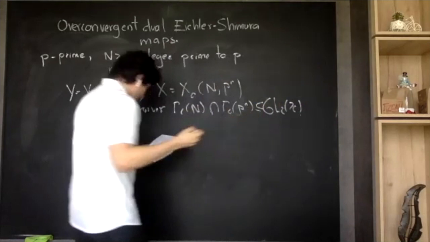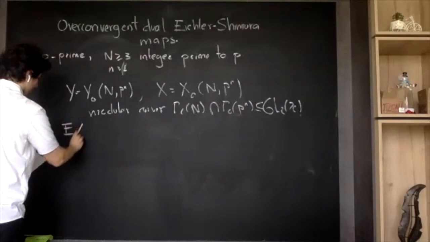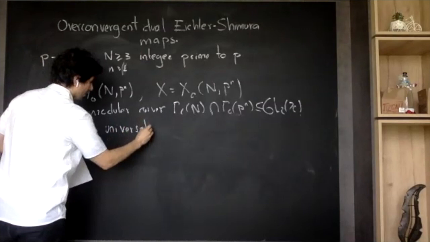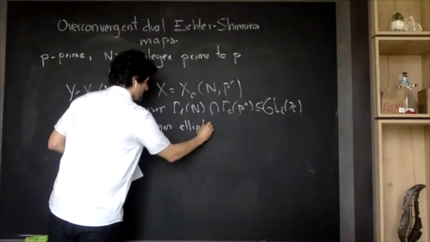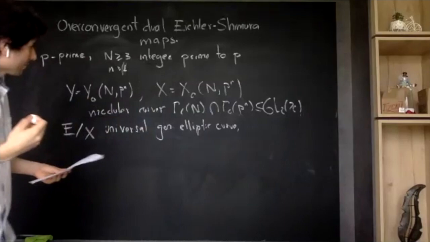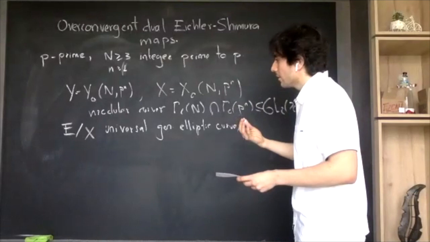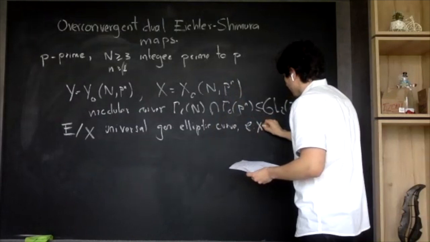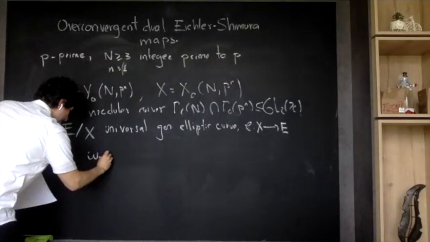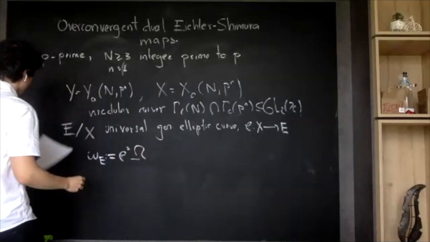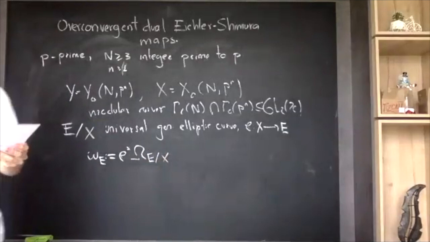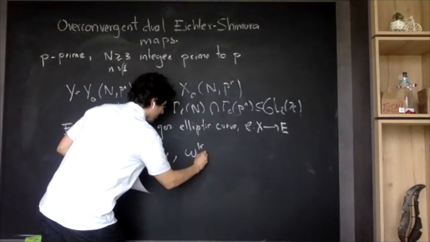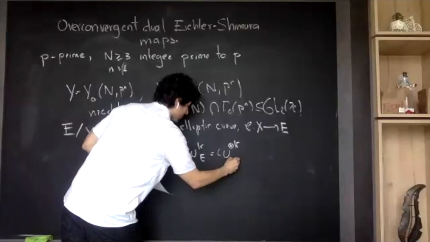Also, we'll fix a notation for the universal generalized elliptic curve E. The smooth part of this object is a Néron scheme which is extended to the cusps using the Tate group, and we have a unit section from X to E. We let omega_E denote the pullback of the relative differentials of E over X. This is what we're going to refer to as the modular sheaf. Finally, as usual, we write omega^k_E as the k-th tensor power of the sheaf omega.